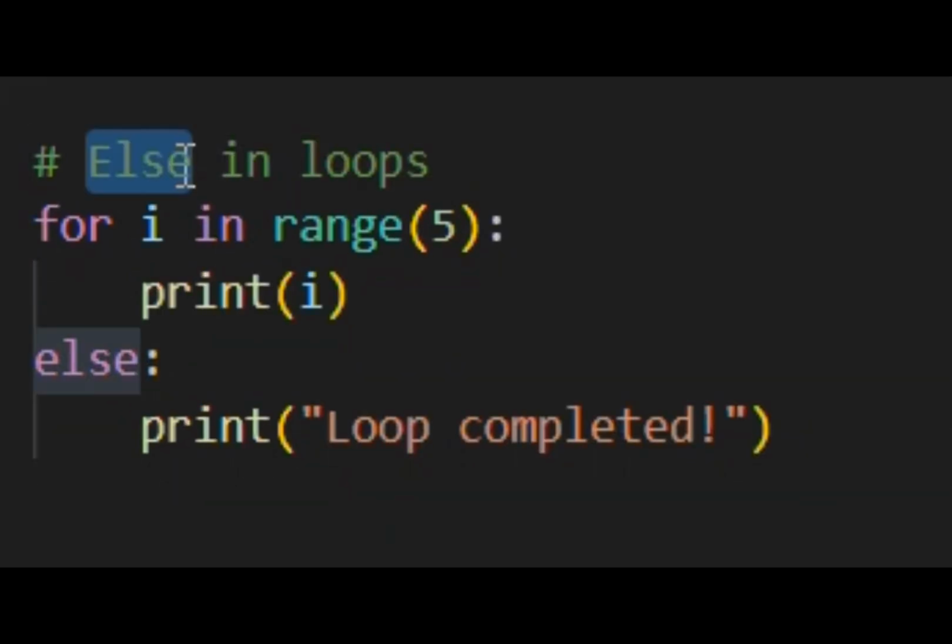Python also allows us to use else with loops. The else block runs only if the loop completes normally, meaning it wasn't interrupted by a break statement. In this example, the loop runs 5 times and then prints "loop completed." If we add a break, the else block won't execute.